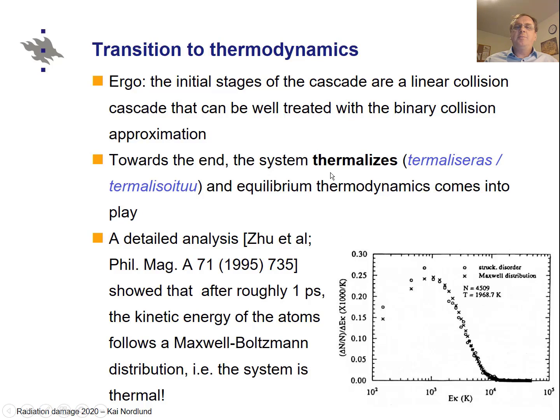So this illustrates the point of thermalization, which means that after the ballistic collision you become a thermodynamic system, and equilibrium thermodynamics comes into play. This was first analyzed in detail by Whelan, Xu and others in 1995, who published an analysis of the kinetic energy of the atoms in a heat spike, and showed that after about 1 picosecond the kinetic energy follows a Maxwell-Boltzmann distribution, corresponding of course to a high temperature. In that case it was about 2000 kelvins, but still the thermal distribution of kinetic energy is the same as in a regular solid or in an ideal gas.